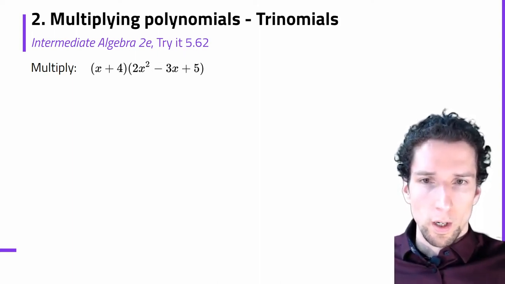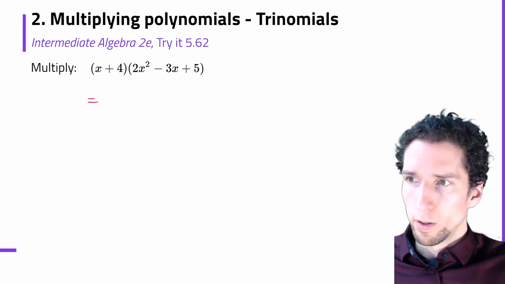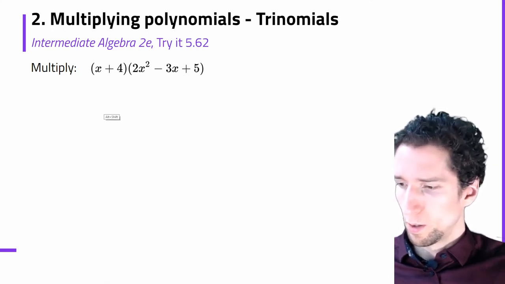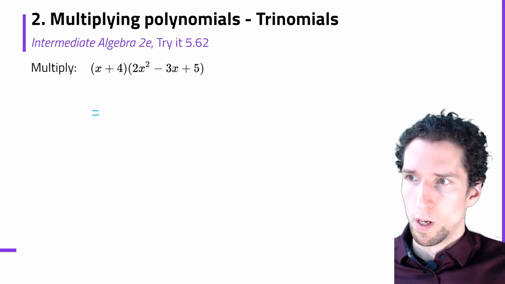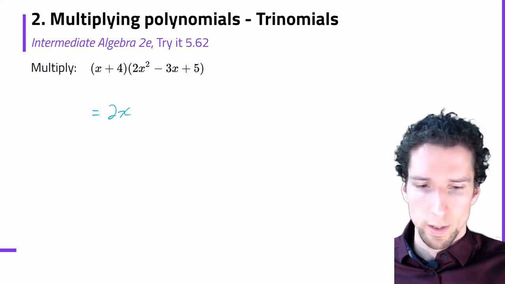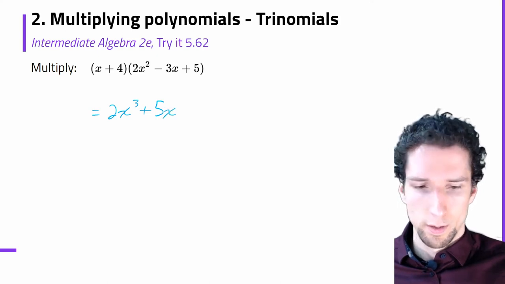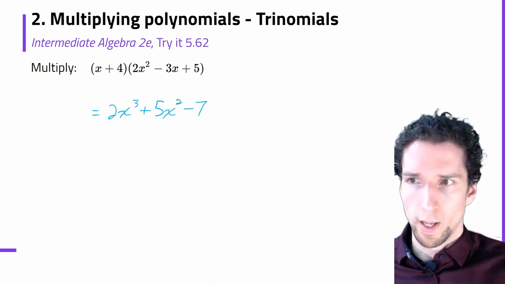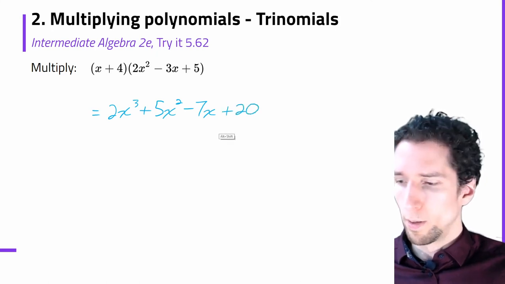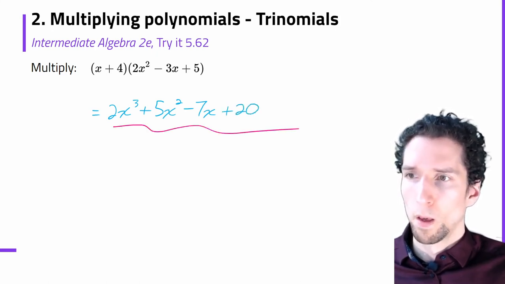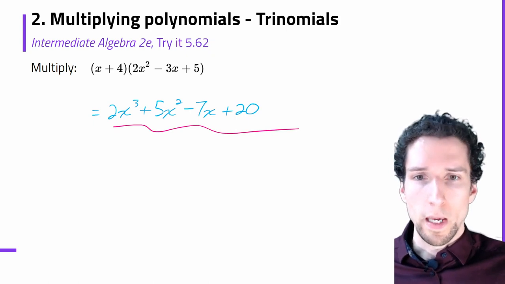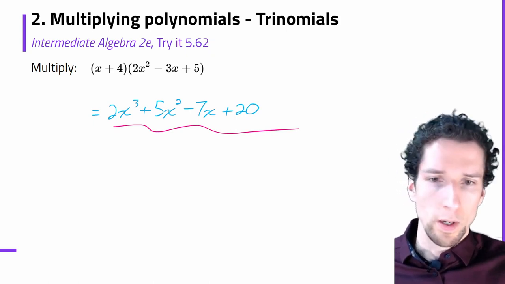All right, our answer here is 2x cubed plus 5x squared minus 7x plus 20. Hopefully you got the same results on your end.